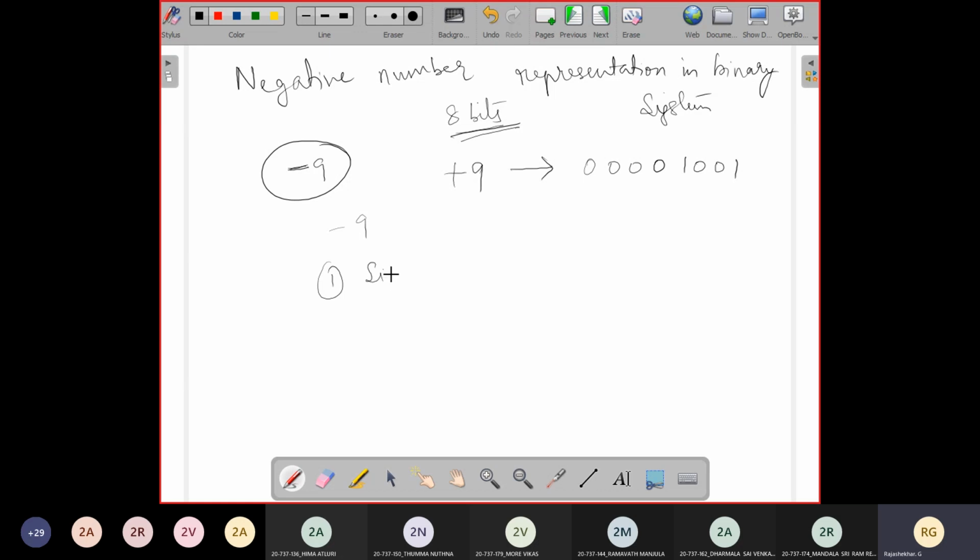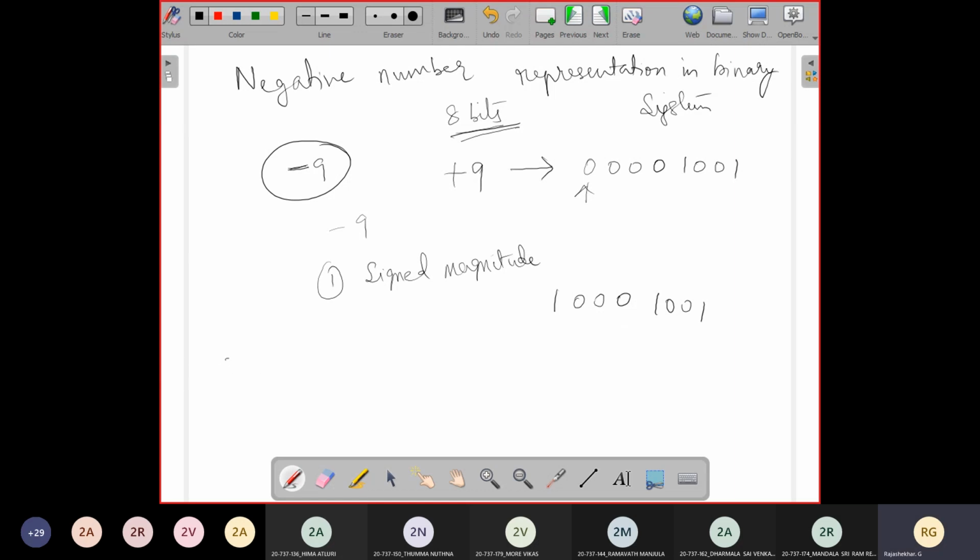The first one is signed magnitude representation. In the signed magnitude representation, you take the magnitude as it is. The only change you have to make is to make the most significant digit 1, saying that it is a negative number. So in this case, the signed magnitude representation will be 10001001. The magnitude stays as it is, and the most significant bit I make 1, indicating that it is a negative number.